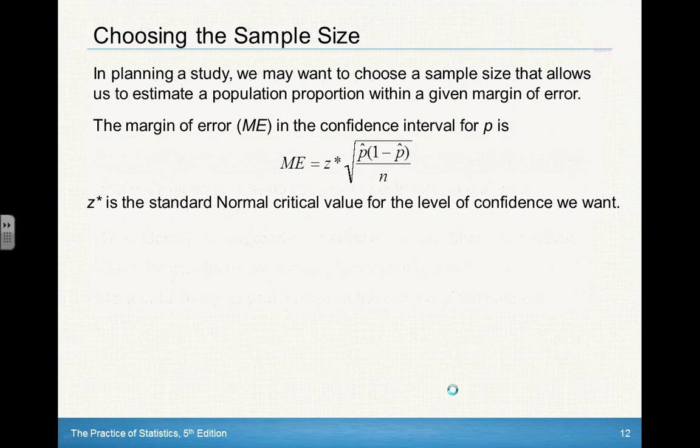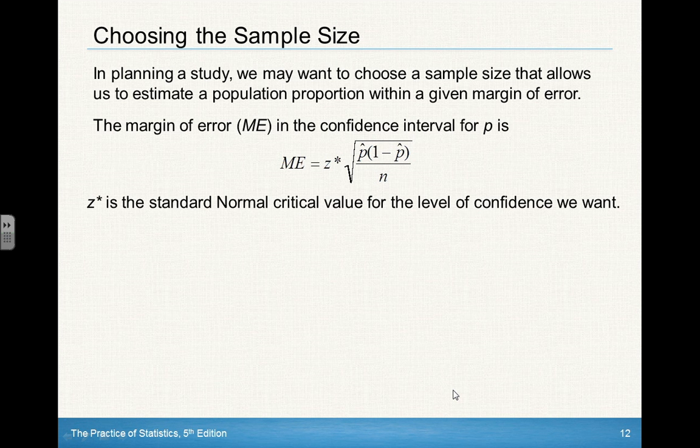The next part involves choosing a sample size. So how big of a sample do I need to get to give me what I need? Well, we may want to choose a sample size that allows us to estimate the population proportion within a given margin of error. The margin of error in the confidence interval is that second part. They list it as ME here. Frequently, you'll just see it listed as M for the margin of error, which is Z star times the square root of P hat times 1 minus P hat over N, where Z star is the standard normal critical value.